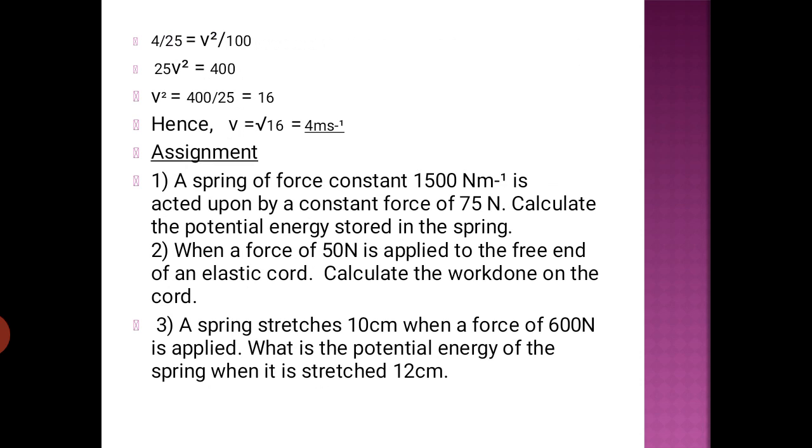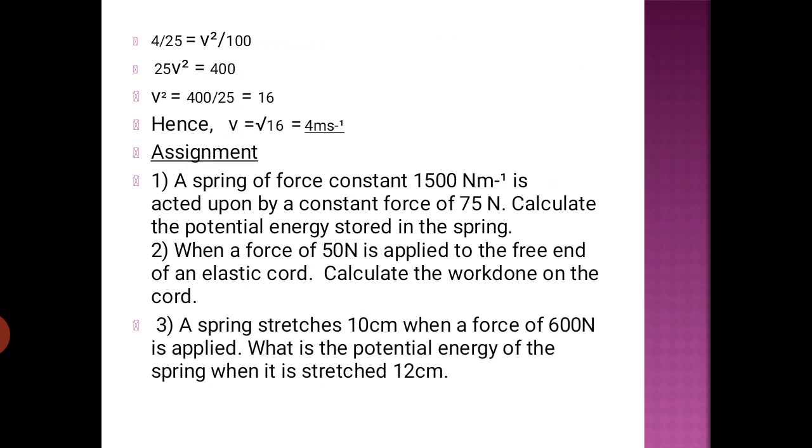Now we proceed. By the time you simplify that, you will have 4 over 25 equals v squared over 100. Through cross multiplication, in order to make v squared the subject of the formula, you'll have 25v squared equals 400. Making v squared the subject, you have 400 over 25, and that will give you 16. But remember, you are looking for v and not v squared.